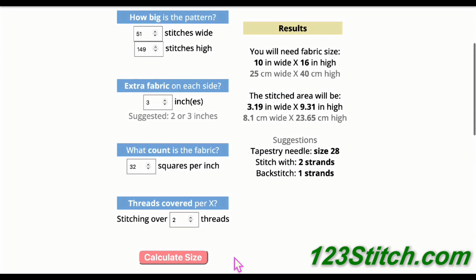And we can see that the results tell me I'll need a piece of fabric measuring 10 inches wide by 16 inches high. The stitched area will be 3.19 inches wide by 9.31 inches high. There's also suggestions for needle and number of strands used for stitching. So in this case, it's saying I should use a size 28 tapestry needle and to stitch cross stitches with 2 strands and back stitch with just 1 strand of fabric.